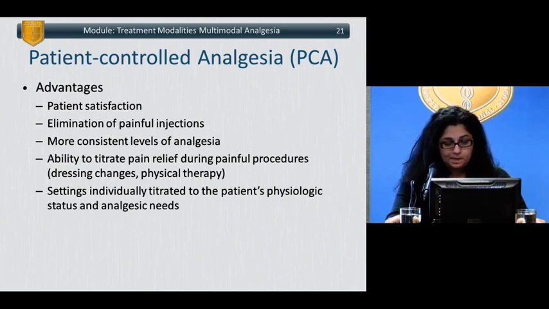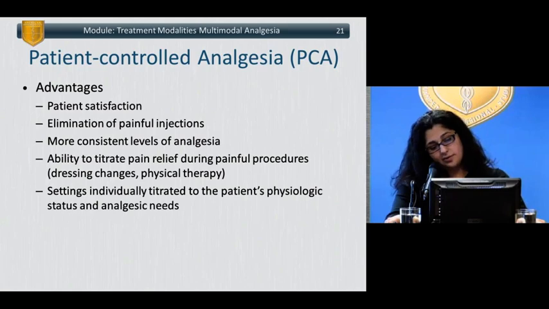But it is important when patients are on patient-controlled analgesia that you tell family members not to press the button for them. As well, in the pediatric population, you need to determine whether or not the patient has enough cognitive ability and understanding of how the PCA works.